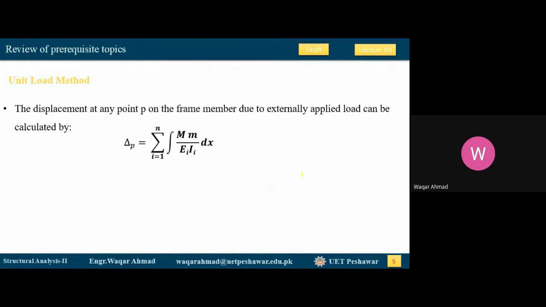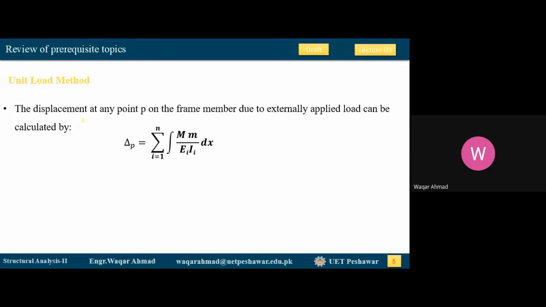In case of beams, we used the conjugate beam method for finding the displacements at various points. In this method, we will be using the unit load method. You must be familiar with this unit load method from your Structural Analysis 1 course.